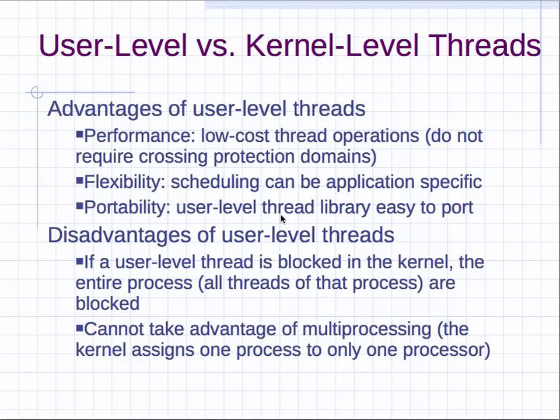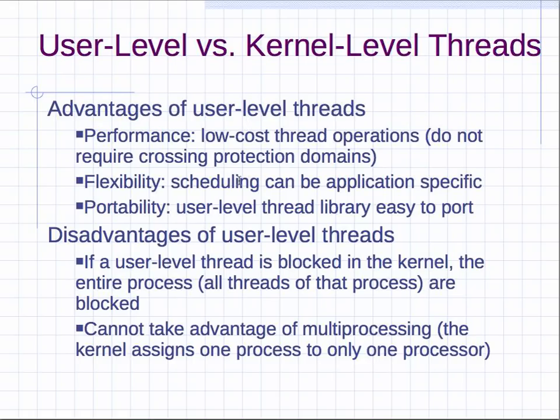Okay, so in the last video we saw what kernel threads are versus user threads. Let's take a look at the differences, advantages and disadvantages. So for example, advantages of user level threads are performance. Low cost thread operations, like switching threads, might be a lot simpler if it does not involve the different protection domains that need to be crossed when you're talking about kernel threads. So user level threads, switching between them might be faster.